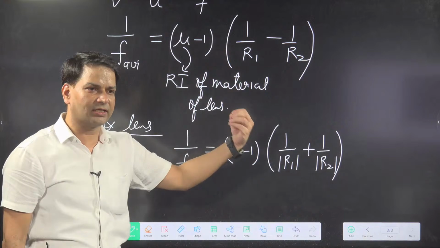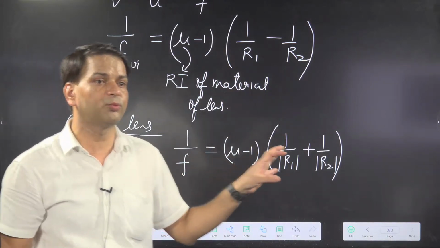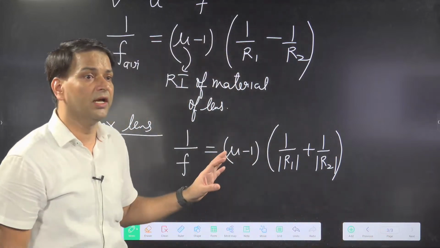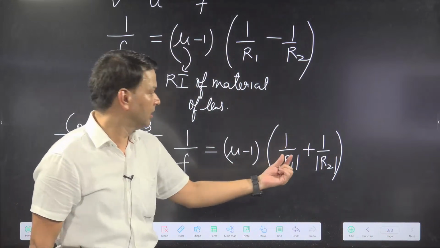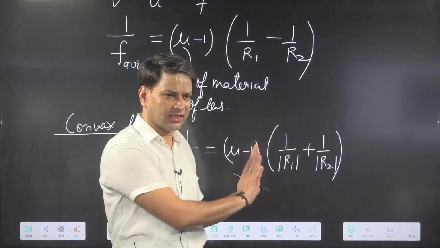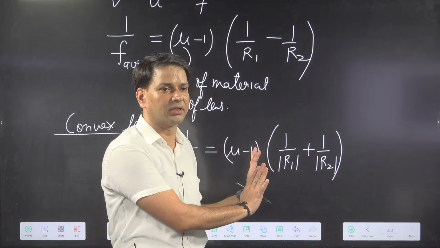So whatever radius of curvature they have given, directly we have to put their magnitude without thinking about which is positive and which is negative, okay? Like plano-convex, if they are saying so, R1 you will take R, R2 you will take infinite. So this is the general formula that at least you have to remember, okay?